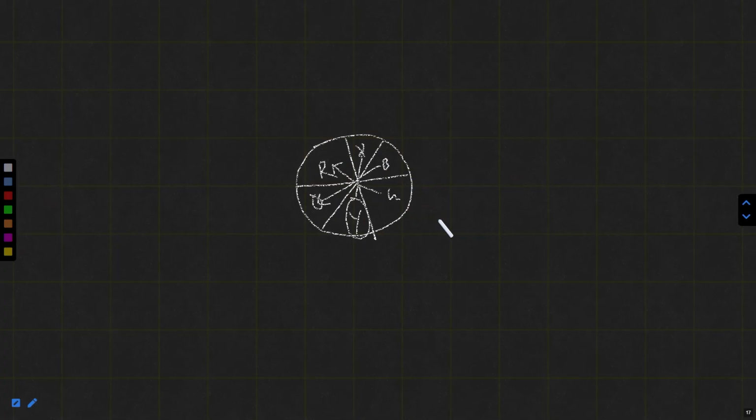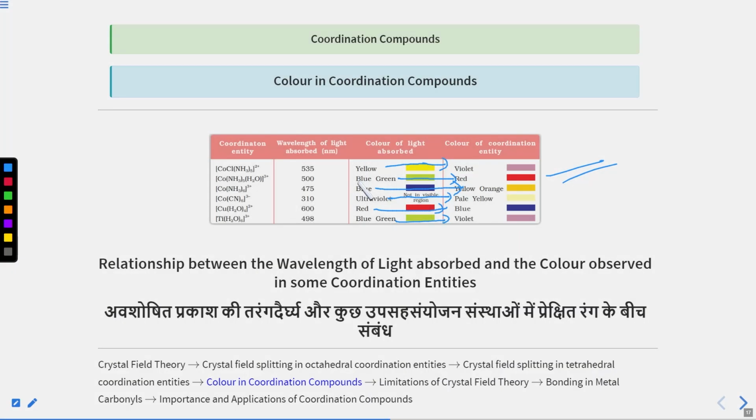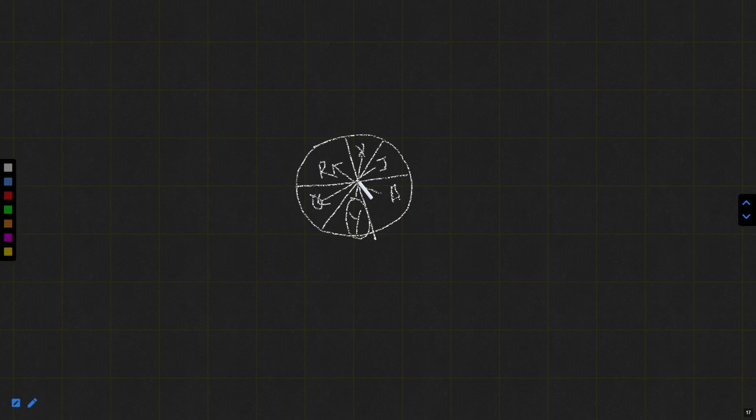One more thing. Violet, indigo, blue, yellow, orange, red. So this is your circle. If red is absorbed, blue-green will be seen. If blue is absorbed, orange will be seen. So these are all the complementary of each other. You can use this wheel to learn this.